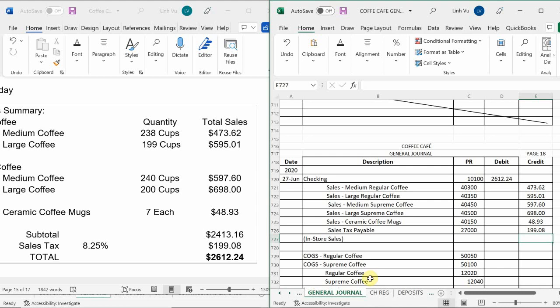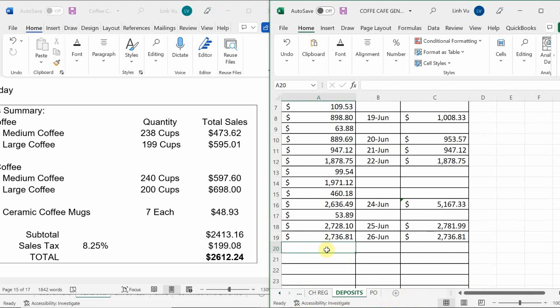Make the deposit. Or you can make the deposit first. Good. Okay. So we just had a grand total of $2,612.24. Today is the 27th, and we made the deposit. Okay.